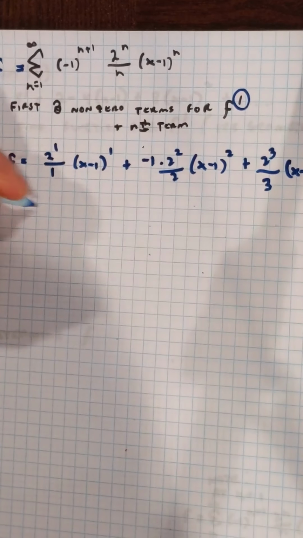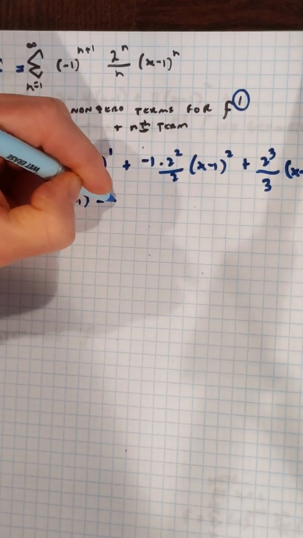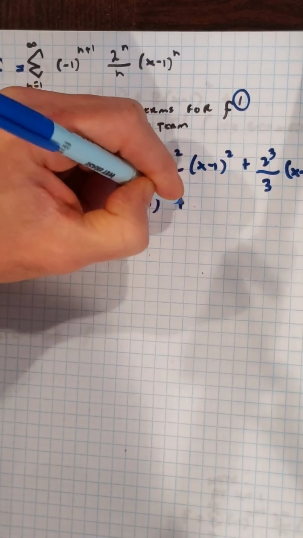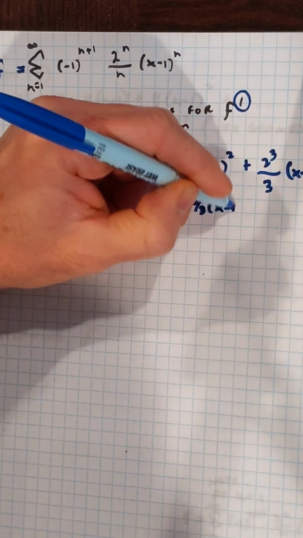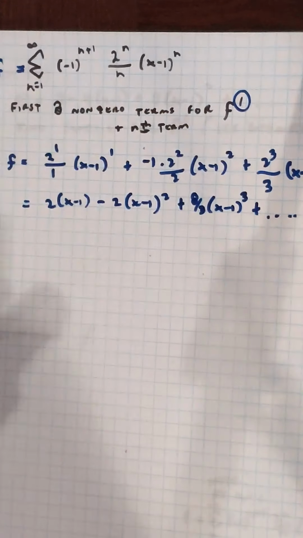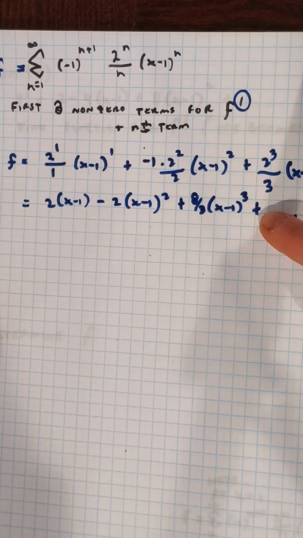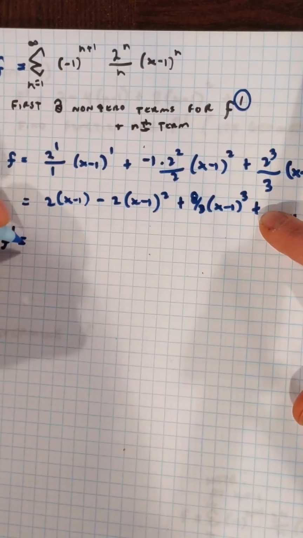Let's simplify it a little bit. I've got 2(x minus 1) minus 2(x minus 1) squared plus 8/3 (x minus 1) to the third plus dot dot dot. Okay, so I have the first 3 terms of the function. Now it's going to be easy for me to take its derivative.